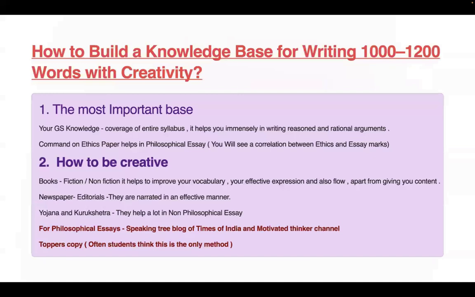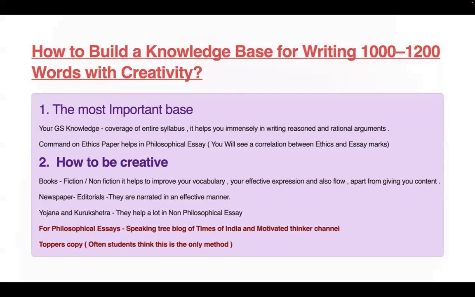The first thing is how to build a knowledge base for writing 1000 to 1200 words. That too with creativity. How to do that? It's not an easy task. So the first thing which is very, very important is your base. The most important base to write 1000, 1200 words is your general studies preparation, your general studies knowledge.